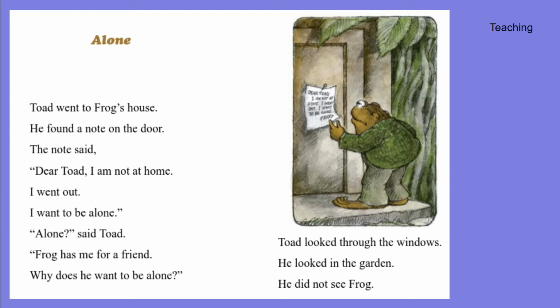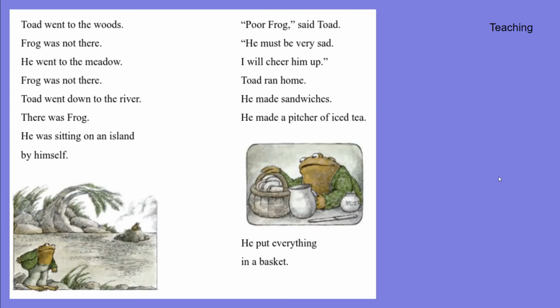Toad looked through the windows. He looked in the garden. He did not see Frog. Toad went to the woods. Frog was not there. He went to the meadow. Frog was not there. Toad went down to the river. There was Frog. He was sitting on an island by himself. "Poor Frog," said Toad. "He must be very sad. I will cheer him up."